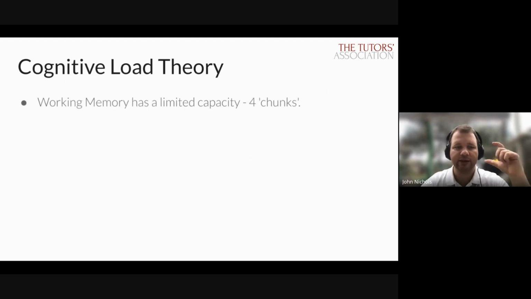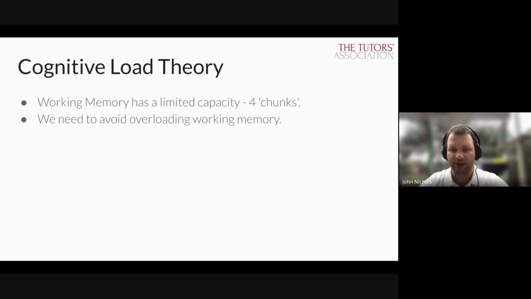So cognitive load theory is predicated on the fact that working memory has a very limited capacity. Working memory only stores around 4 chunks of information at a time. And that means that anything in excess of that will overload our working memory, and we're going to struggle. To avoid overloading our working memory, we need to be conscious of what those chunks are going to be and what the links that we want to make between them.